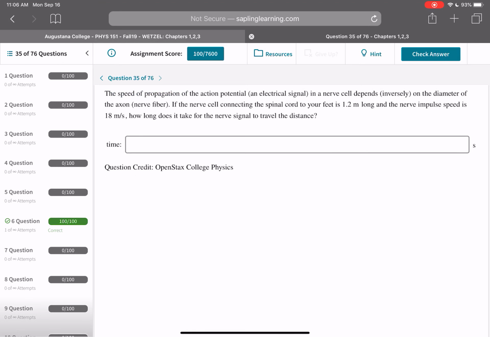Okay. The speed of propagation of the action potential in a nerve depends on the diameter of the fiber. If the nerve cell connecting the spinal cord to your feet is 1.2 meters long and the nerve impulse speed is 18 meters per second, how long does it take for the nerve signal to travel the distance? Which is just the rate times time equals distance equation.